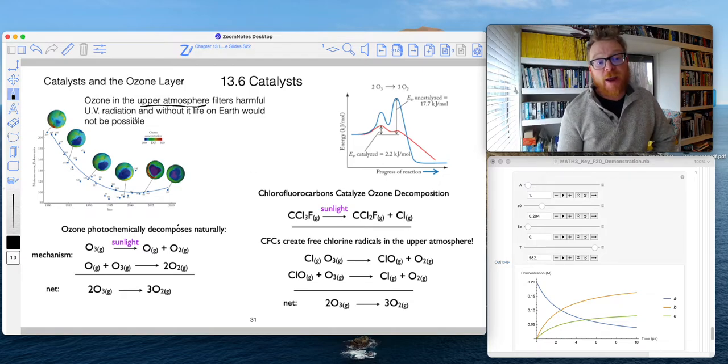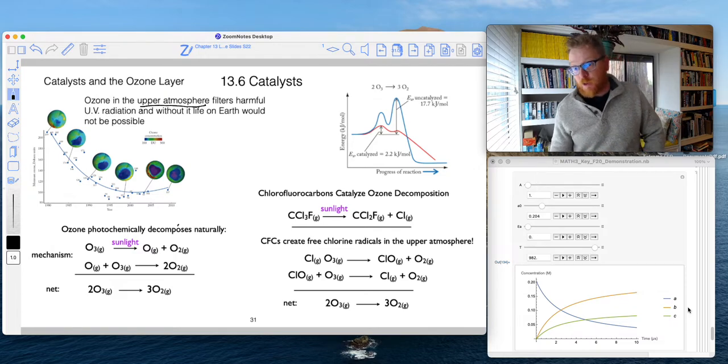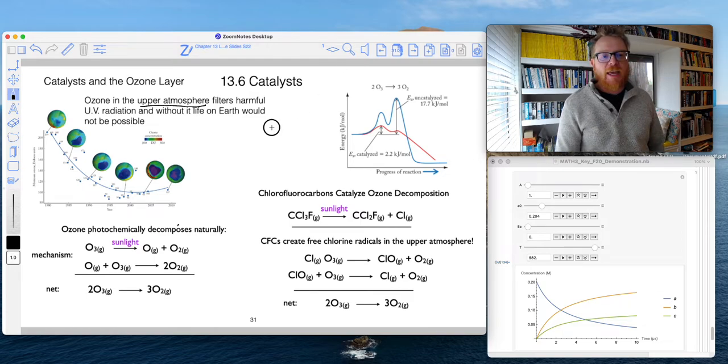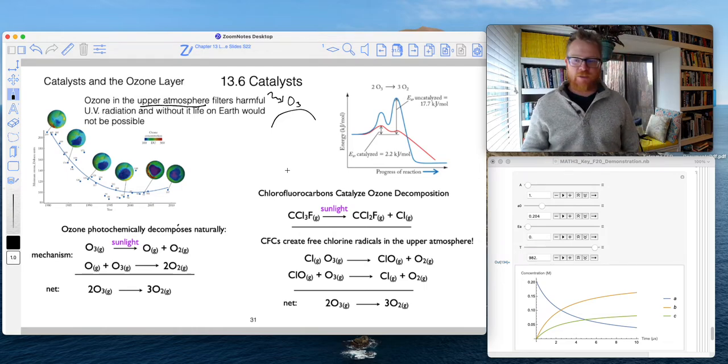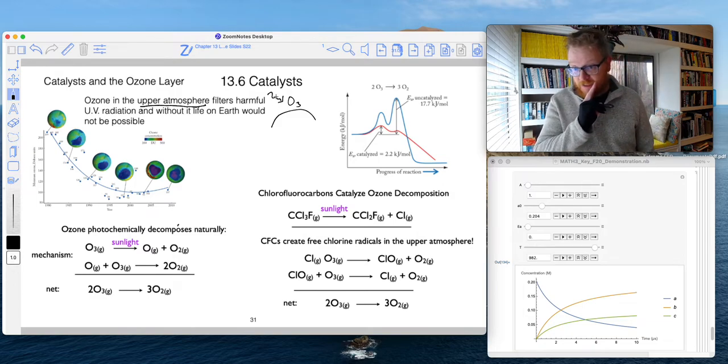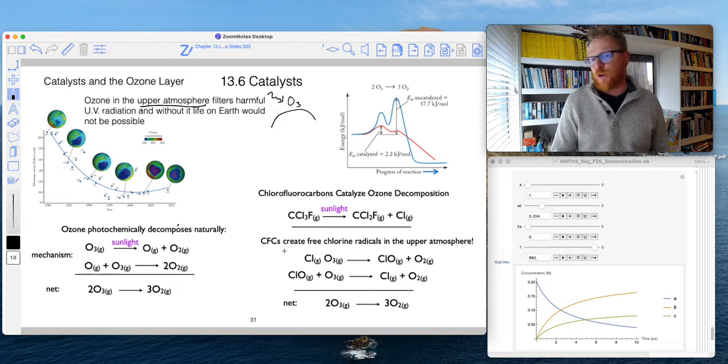So this filters harmful UV radiation, and without it, life on Earth would not be possible. So you might have learned a thing or two about the ozone layer in some of your classes. If not, the important thing to note is we have this blanket in our upper atmosphere comprising of O3, and when harmful UV radiation comes down from the sun, the O3 blocks that radiation and prevents it from getting down into where we live. And that's a good thing because that UV radiation is toxic. That would induce skin cancer for humans very quickly, and it would be damaging for plant life. So it's a good thing we have this ozone layer.